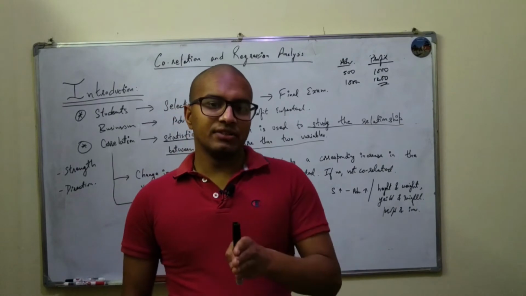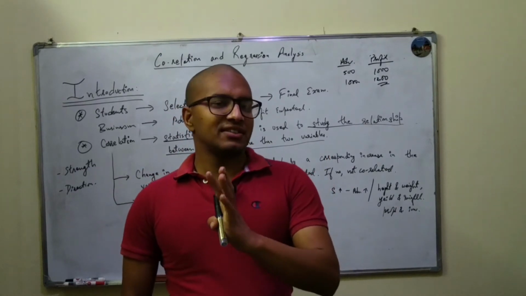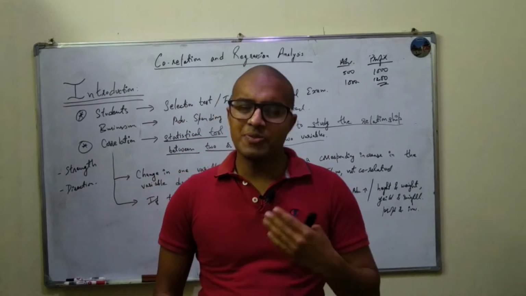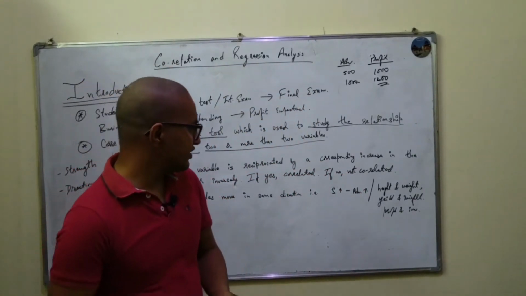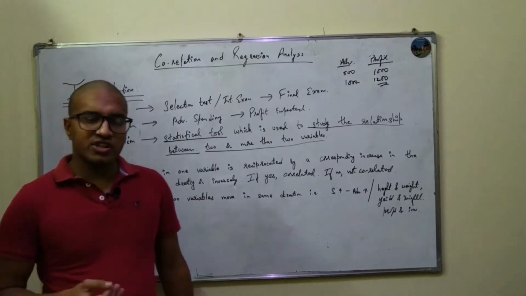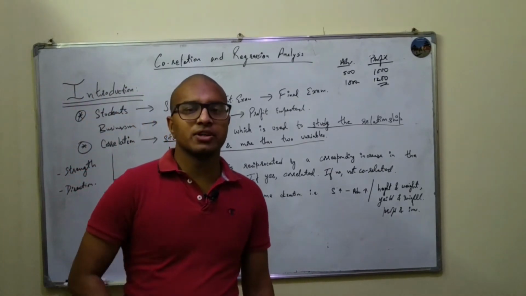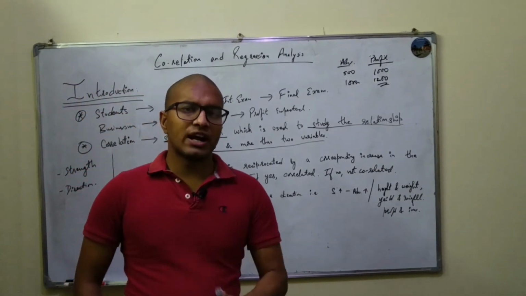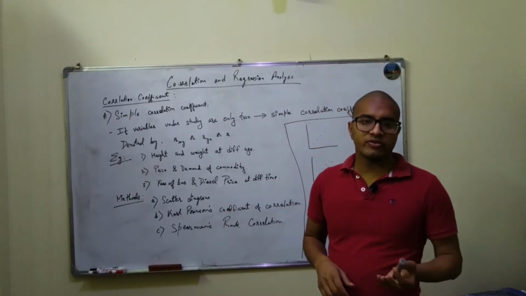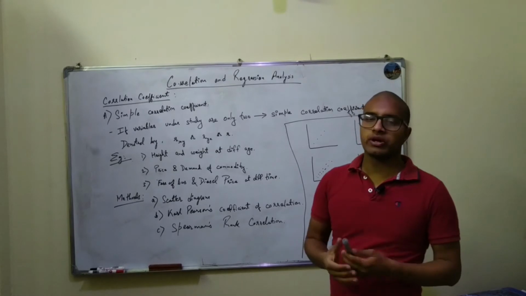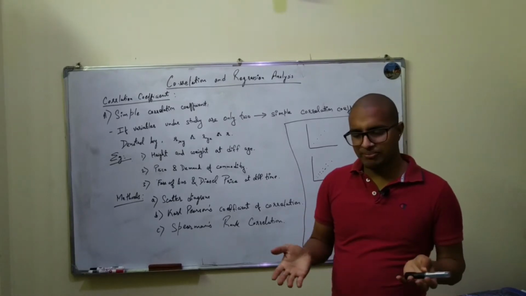Whereas if one is increasing and the other is decreasing, it is negatively correlated. So how many types of correlation are there? Normally, simple correlation is there, then partial correlation, and then multiple correlation. We will look at simple correlation first of all. So what is simple correlation?